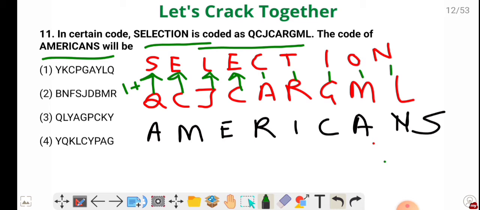Now here, according to this, what will be the answer? Y, Z, A means +1. There is one letter between Y and A, that is Z.